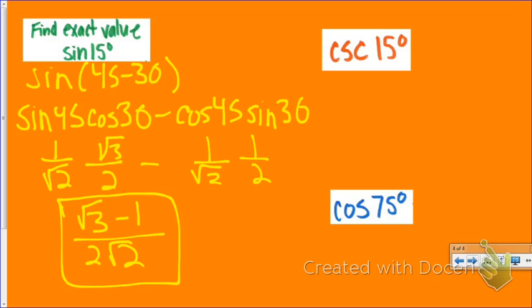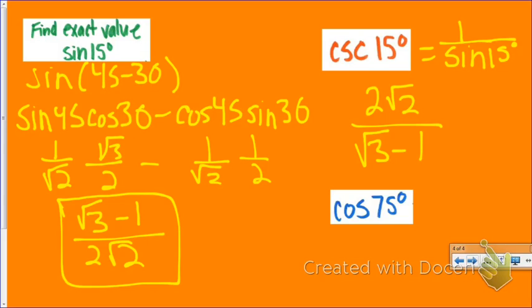Now my other two actually are going to be a little bit simpler. In order to find the cosecant of 15 degrees, I could work through this entire thing again, or I could realize that the cosecant of 15 degrees is the same thing as 1 over the sine of 15 degrees. I just found the sine of 15 degrees, so all I need to do is find the reciprocal of that. So the cosecant of 15 degrees is just that fraction flipped over.